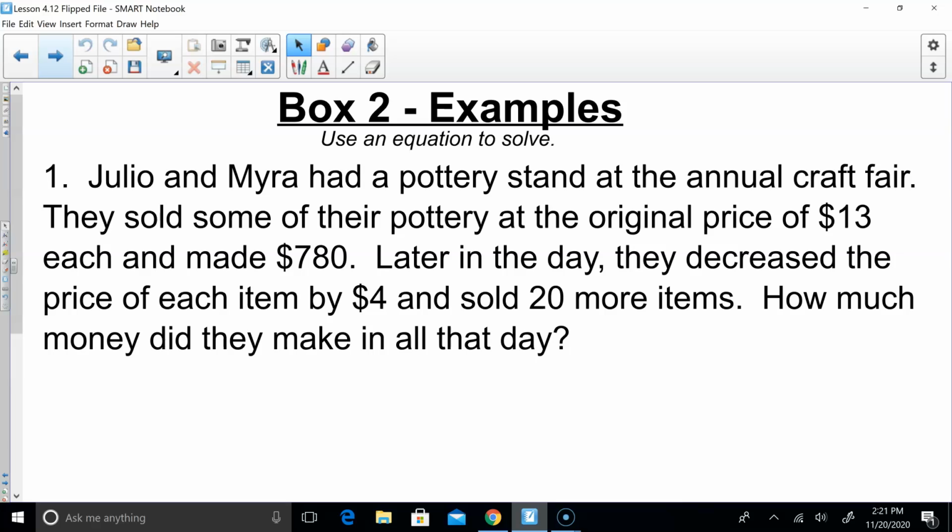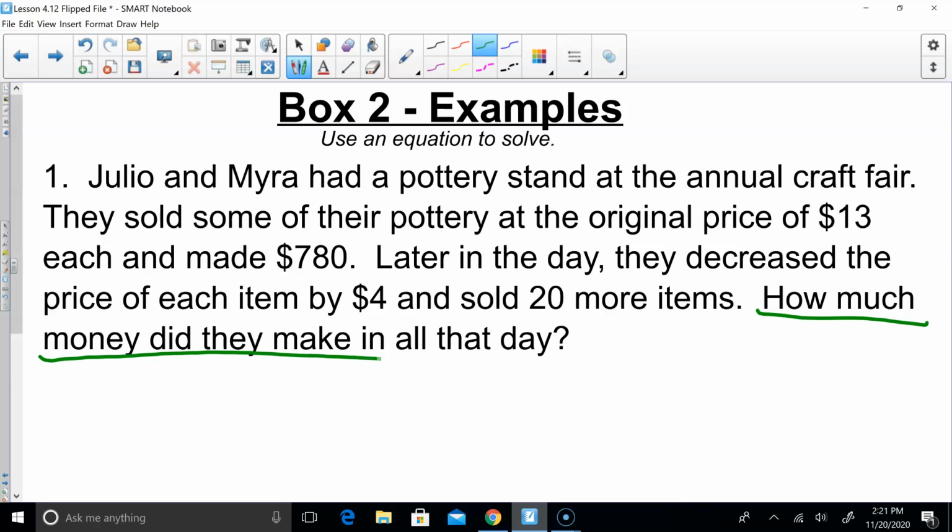All right, there's lots going on. I'm going to read it one more time. Julio and Myra had a pottery stand at an annual craft fair. They sold some of their pottery at the original price of $13 and made $780. So they have this, okay. Later in the day, they decreased the price of each item by $4 and sold 20 more items. How much money did they make in all that day? So my question I'm going to look for is, how much money did they make in all that day?